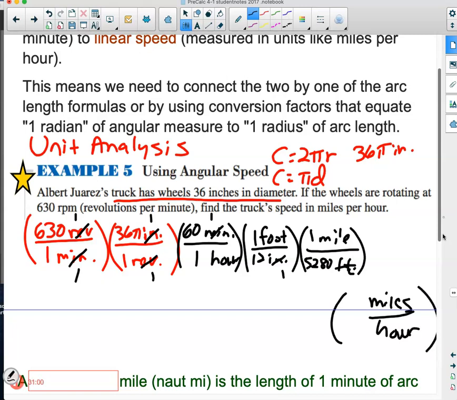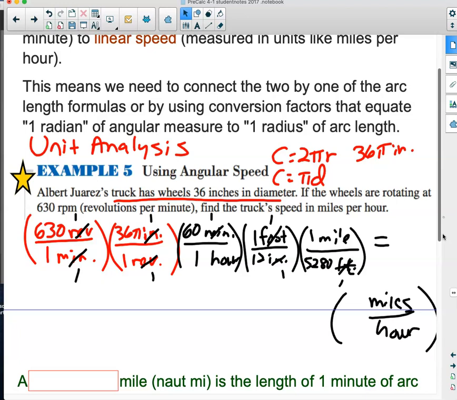Put that back on so the people that aren't necessarily here today are going to be able to see what we have. So, feet, gone. Only label we have on the top, miles. Only label we have on the bottom, hours. That's exactly what we need. Now, we have to take top times top times top times top times top and divide it by bottom times bottom times bottom times bottom times bottom.